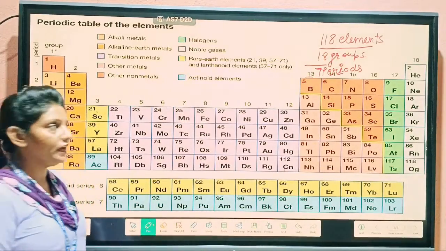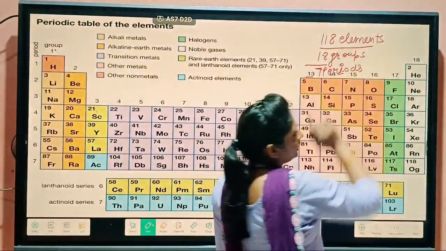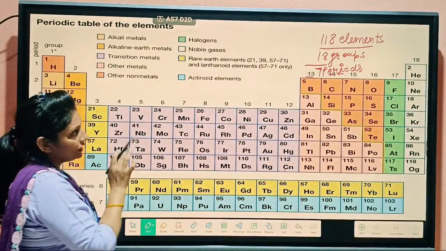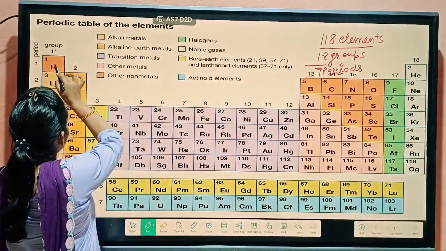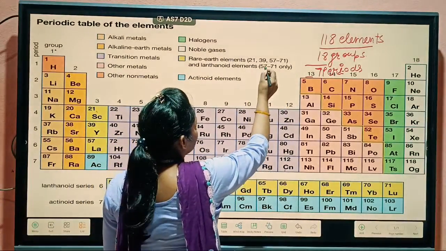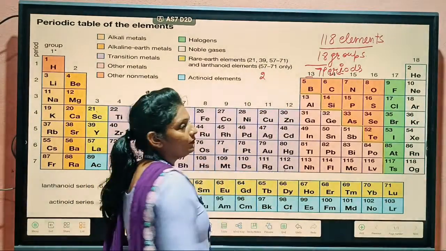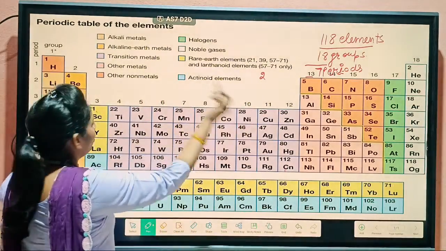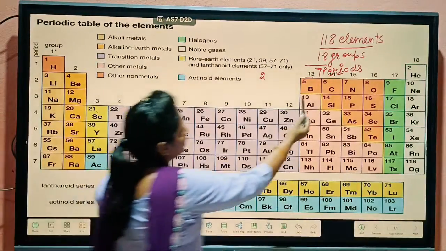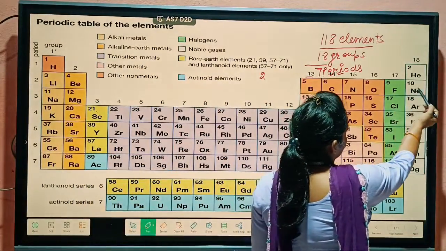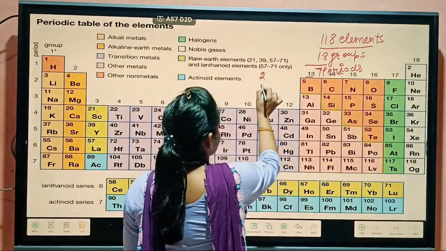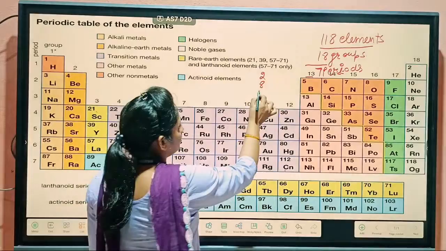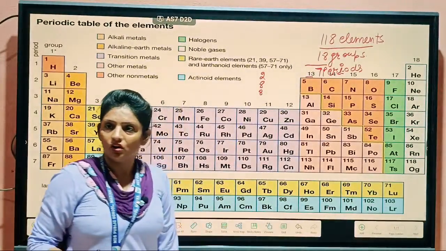Students, I have told you that there are a total of 118 elements in the periodic table. Now there are 7 periods. In the first period, only hydrogen and helium, only 2 elements. In the second period, lithium to neon: 1, 2, 3, 4, 5, 6, 7, 8. 8 elements are there. In the third one also, sodium to argon, a further 8.